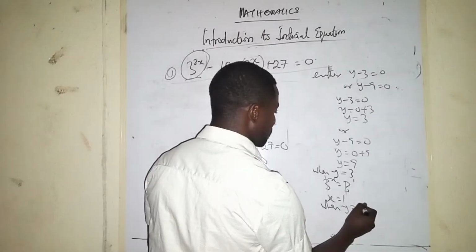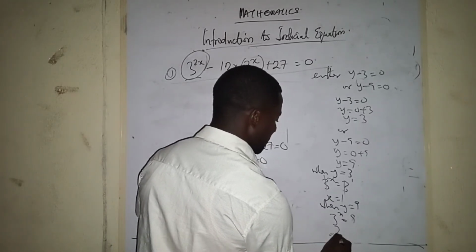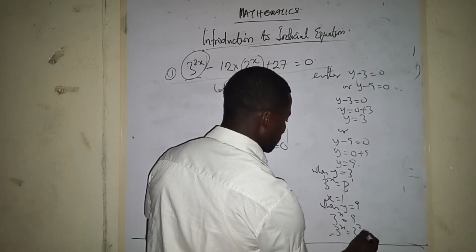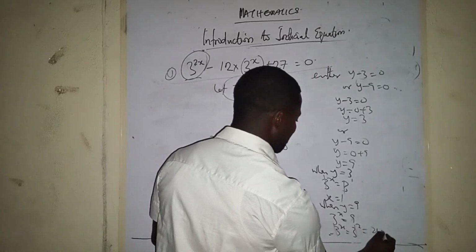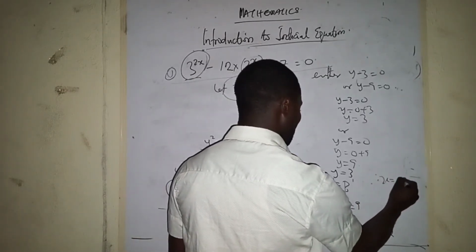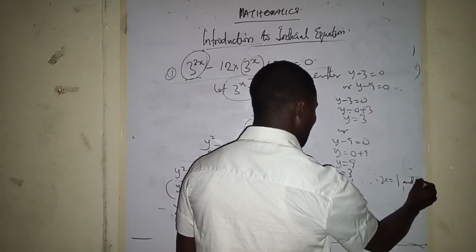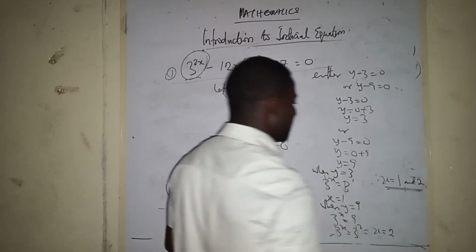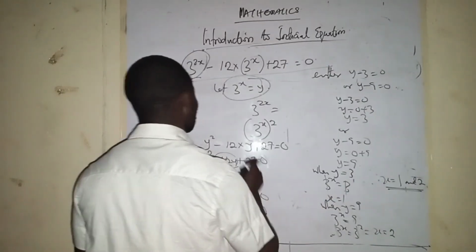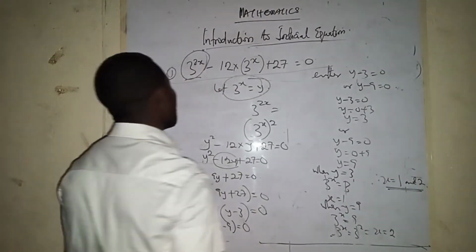When y is equal to 9, 3x is equal to 9. 3x is equal to 3 raised to power 2. 3 cancels 3, so your x is equal to 2. Therefore, your x is equal to what? 1 and 2. These are the factors of this equation, and that is the solution to this indicial equation.